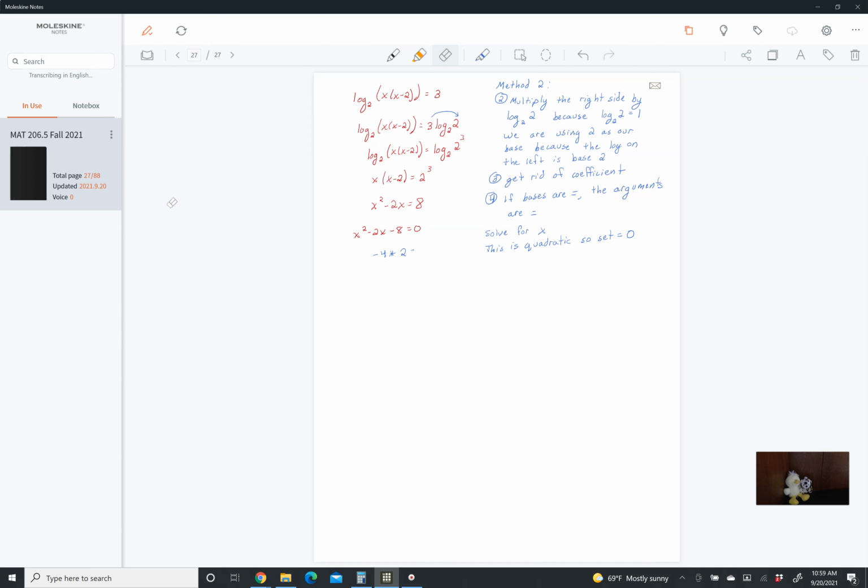negative 4 times 2 is negative 8, and negative 4 plus 2 is negative 2. This is your two numbers that multiply to C and add to B. So that means that our factors are x minus 4 and x plus 2.